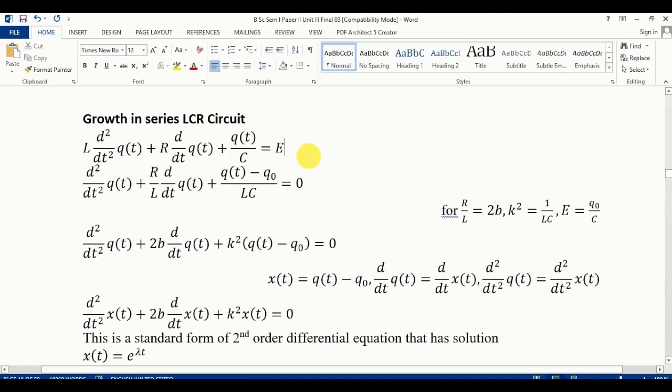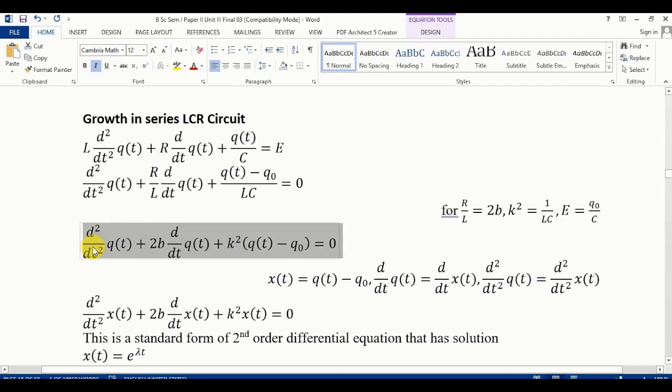Now we shall replace E by Q0 by C, that is a steady state value, and we shall rearrange this equation and substitute R by L equal to twice B and K square equal to 1 upon LC. So this very equation, we shall have that substitution, and that leads to this equation.